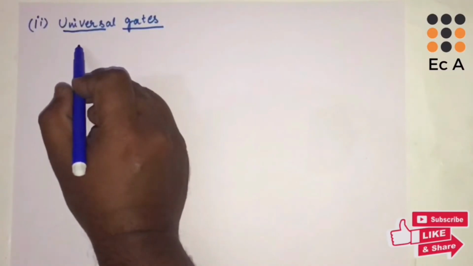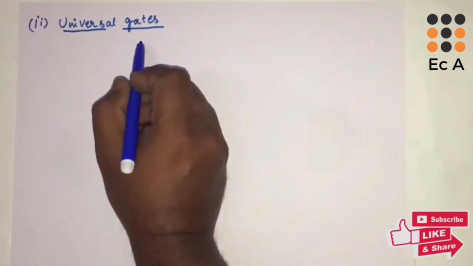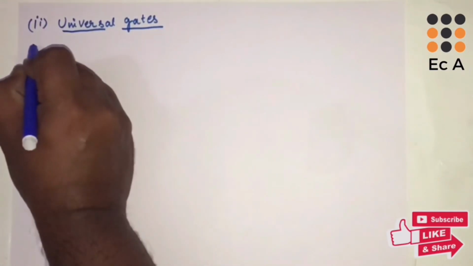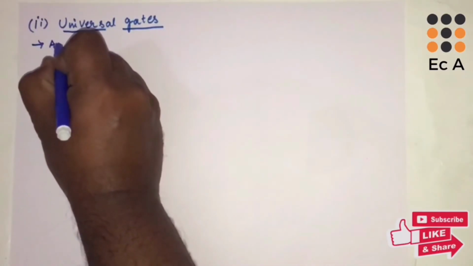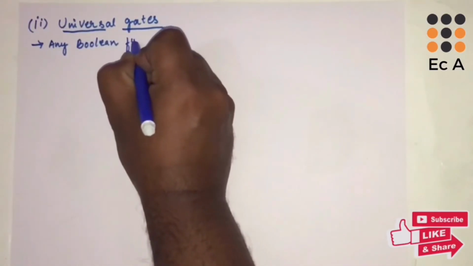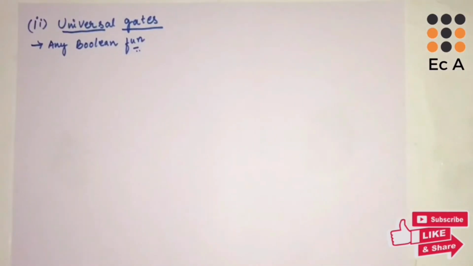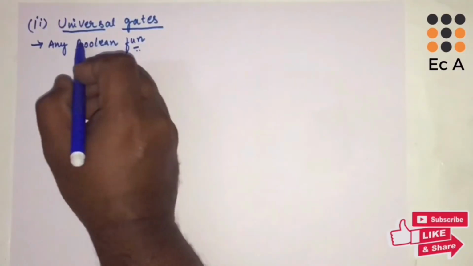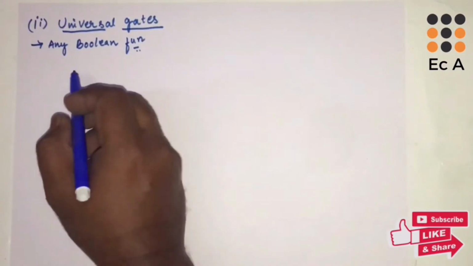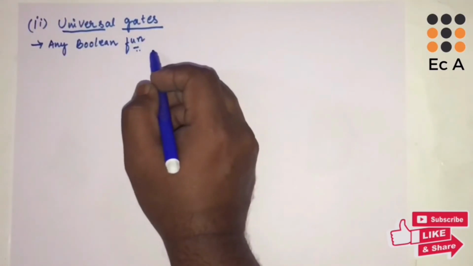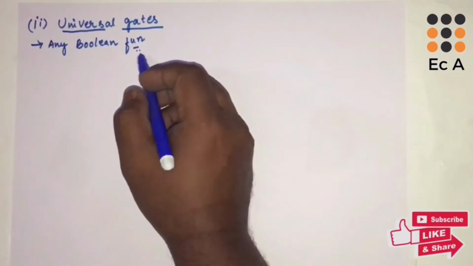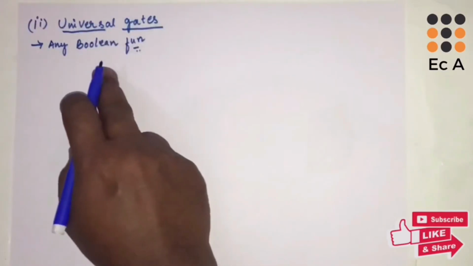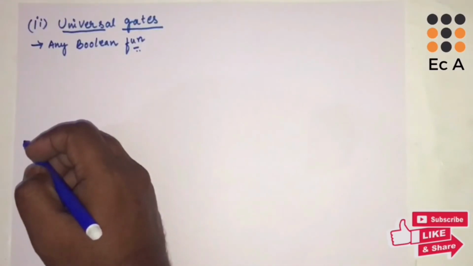Now let us understand universal gates. They are called universal gates because any Boolean expression or Boolean function can be implemented using these gates, without using any other logic gates. Other logic gates are not required. Only using these gates we can implement any Boolean function. That's why the name universal gates.